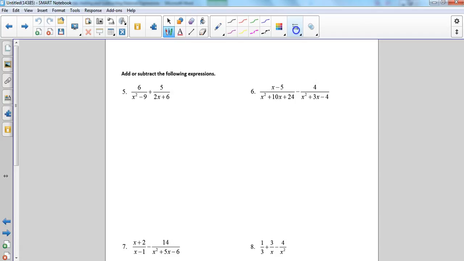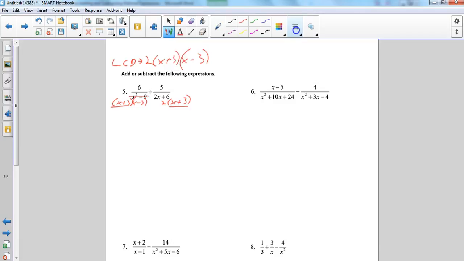Okay, so to start off, we need to factor the bottom, and this is going to be x plus 3, x minus 3. And over here on the second fraction, we're going to pull out 2 and get x plus 3. Well, if you notice, they both have an x plus 3. What they're missing is a 2 and an x minus 3. Because we want our LCD to be 2 times x plus 3, x minus 3.